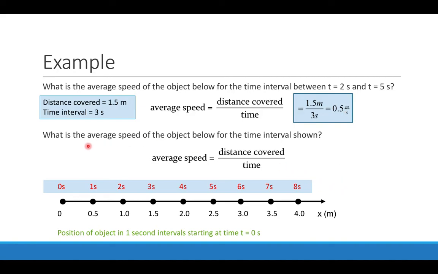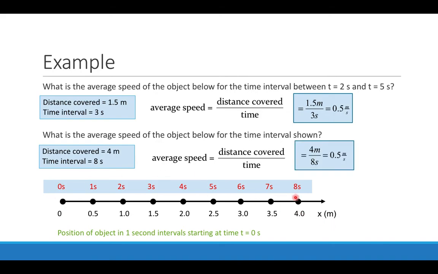I could also ask the question, what is the average speed of the object over the entire time interval shown? So over the entire time interval shown, from 0 seconds to 8 seconds, the distance covered is 4 meters and the time interval is 8 seconds. If I calculate the average speed again, the distance covered is 4 meters, the time is 8 seconds, so again I get 0.5 meters per second.